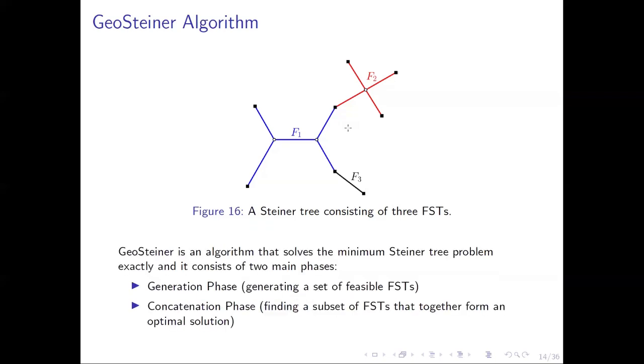Okay, so the k-Steiner algorithm consists of two main phases, the generation phase and the concatenation phase. In the first phase, the generation phase, our aim is to generate a set of FSTs, which contains the FSTs of at least one optimal solution. Then in the concatenation phase, our aim is to find a subset of those FSTs that actually gives you the optimal solution.